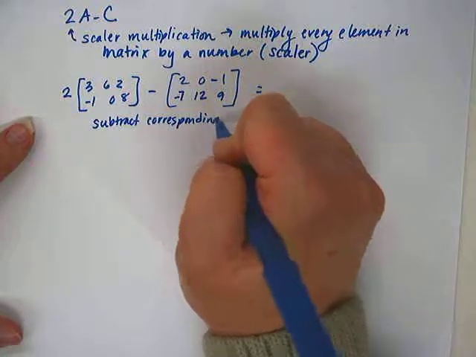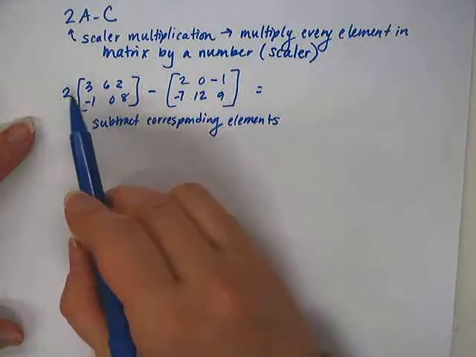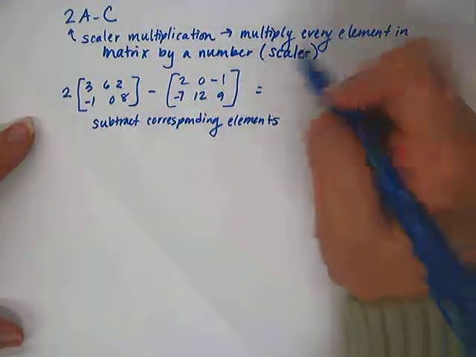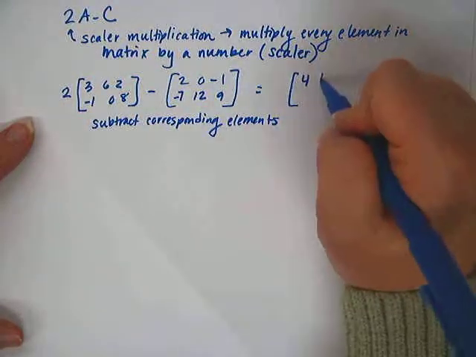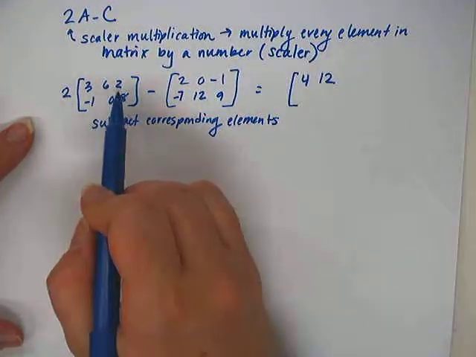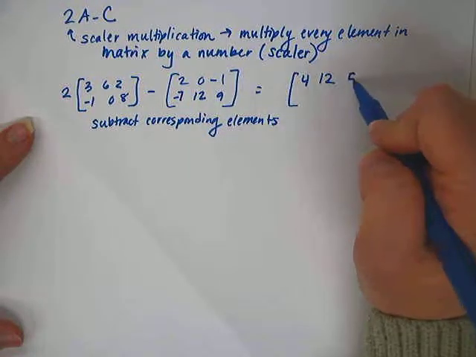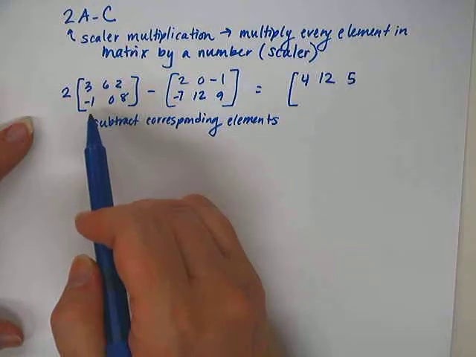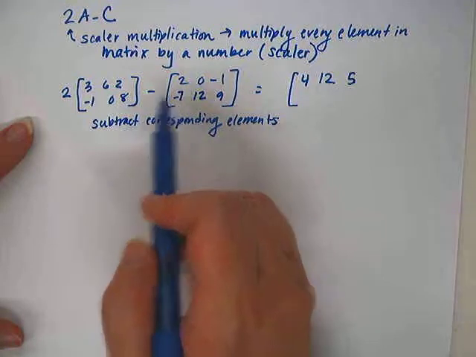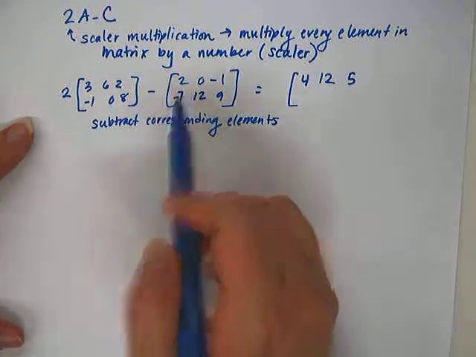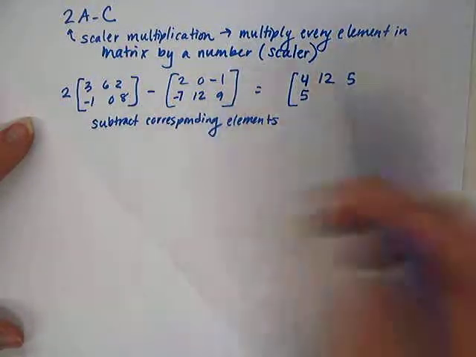Subtract corresponding elements. And elements, of course, are the numbers in your matrix. Okay, so we got 2 times 3 is 6, minus 2 is 4. 2 times 6 is 12, minus 0 is 12. 2 times 2 is 4, minus a negative 1, 5. Good. Okay. 2 times negative 1 is a negative 2, minus a negative 7, 5. Negative 2 plus 7 is also 5.